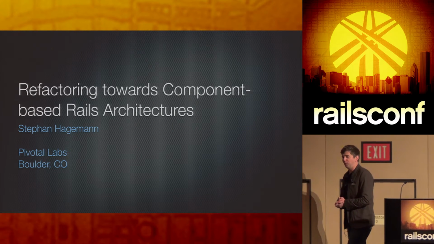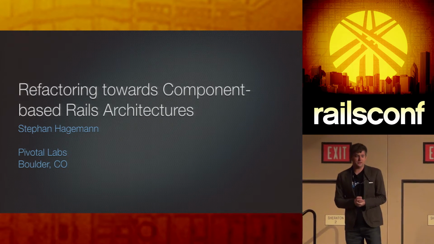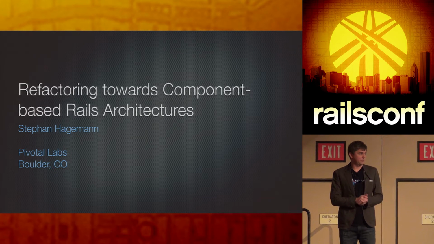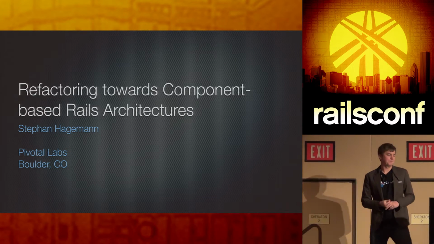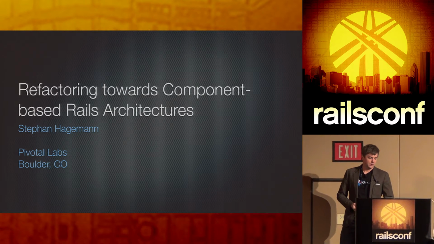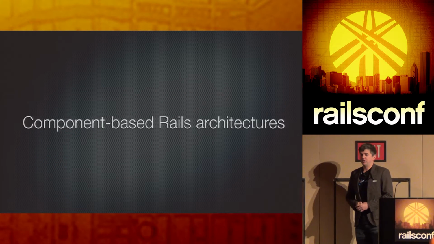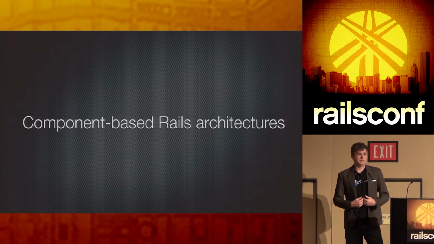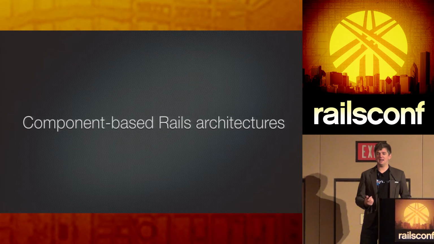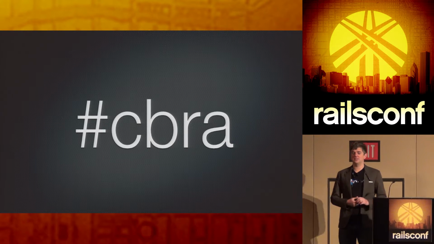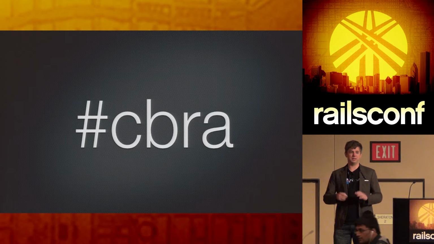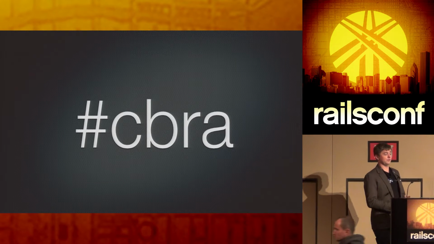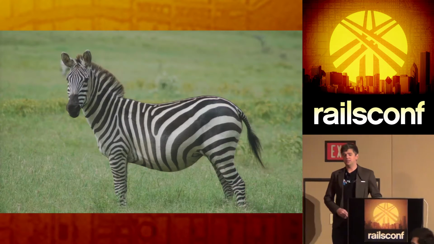I want to talk about component-based Rails architectures, why you should refactor towards them, and how to do that. Component-based Rails architectures is a term I use. I tag my tweets about it as Zebra, and I'm the only person in the world doing it. But if you use that too, I'm certainly replying. And here's a memo for that.